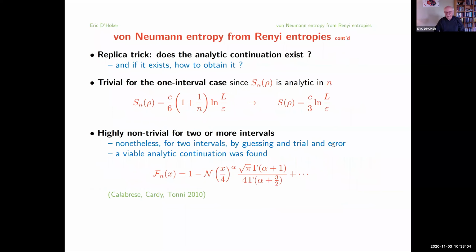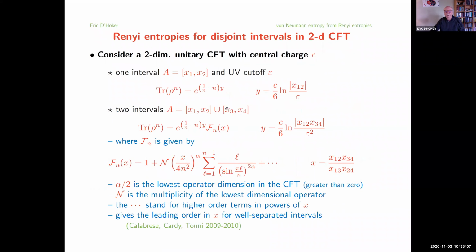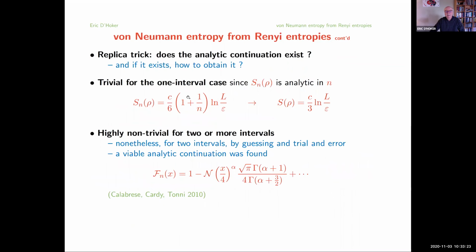Okay, well, let's see how this works. So suppose we look at the one interval case. Now, actually, the one interval case is very special because just by looking at it, it's completely clear that you can continue n to any complex number nu that you want. So actually, for the case of the one interval, here are the Renyi entropies, and you can take the limit when n goes to 1 without a problem, and you find this expression for the entropy for a single interval. And this formula was due to Cardy a long time ago.